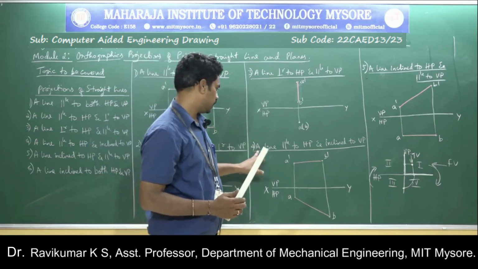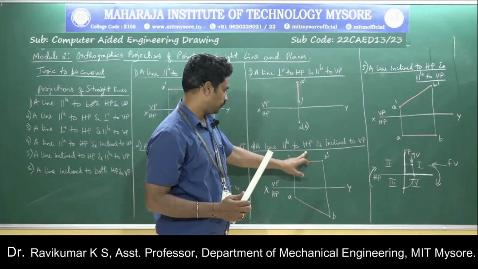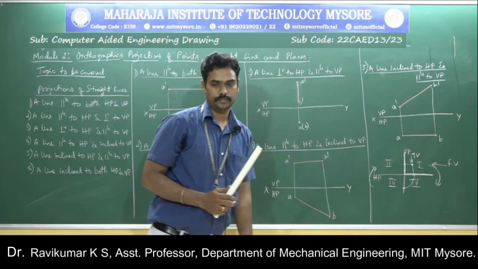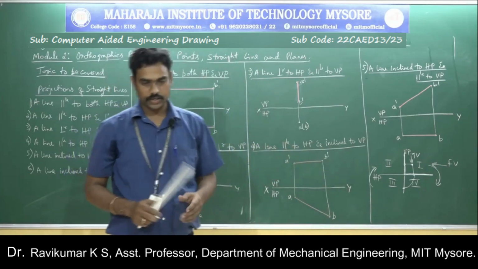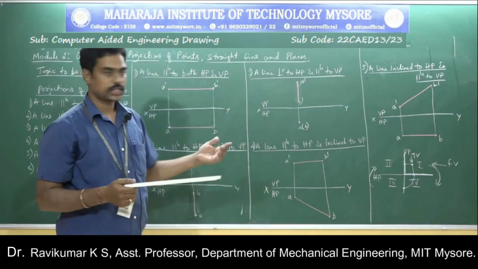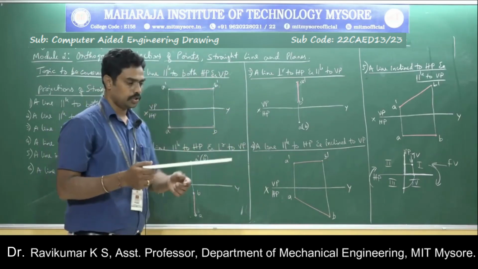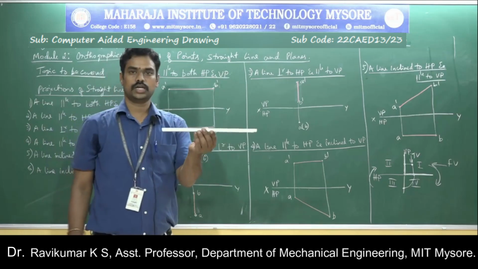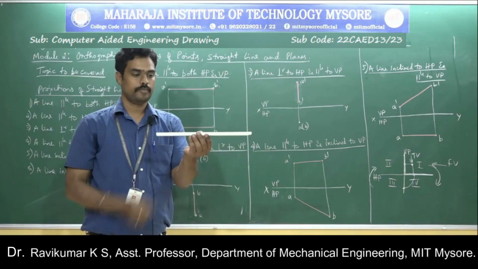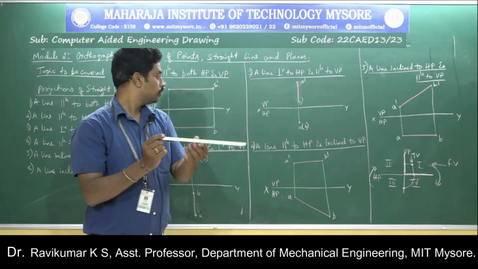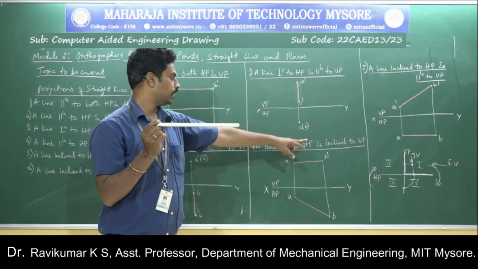Similarly, the next case, a line parallel to HP and inclined to VP. Parallel to HP and inclined to VP. So I'll start with the first case. The first case is parallel to both the planes. So this is the first case, parallel to both the planes. Now this case is parallel to HP and inclined to VP.